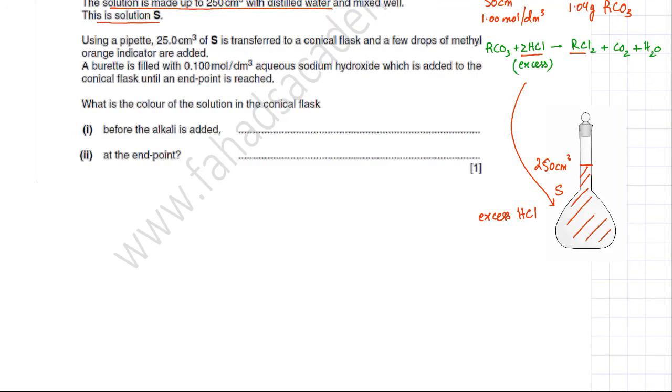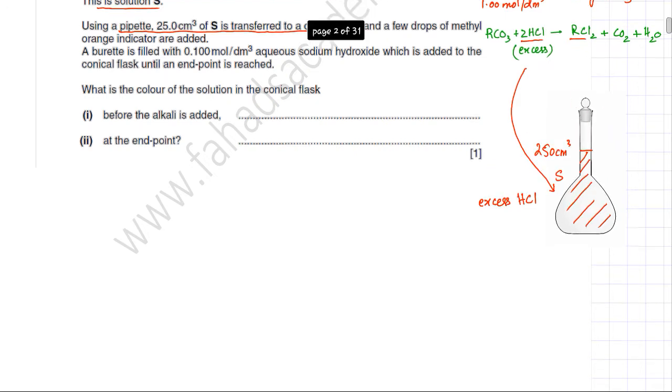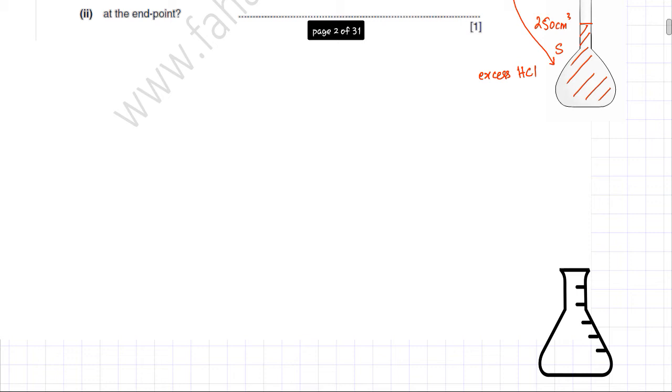Now in the next part, using a pipette, 25 cm3 of S is transferred to a conical flask and a few drops of methyl orange indicator are added. So we're using a pipette to transfer this 25 cm3 of S that we have made to a conical flask. This is the solution S that we made up by adding distilled water to the leftover in the first reaction. So that's a 250 cm3 solution S. I have a conical flask over here, and I'm going to transfer 25 cm3 of S.